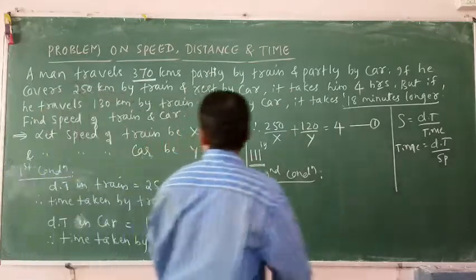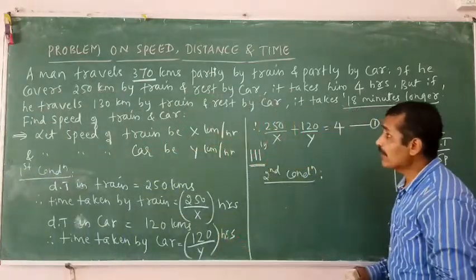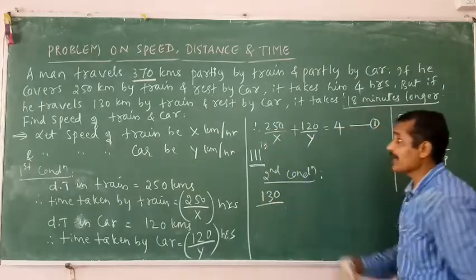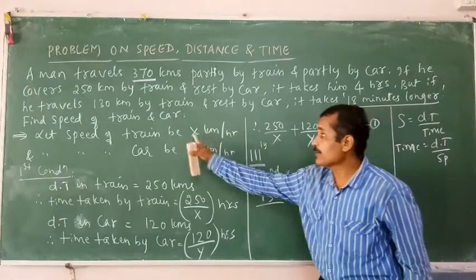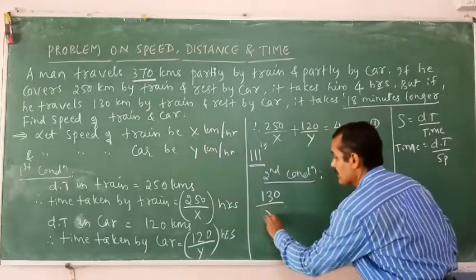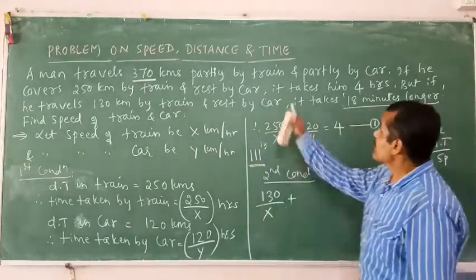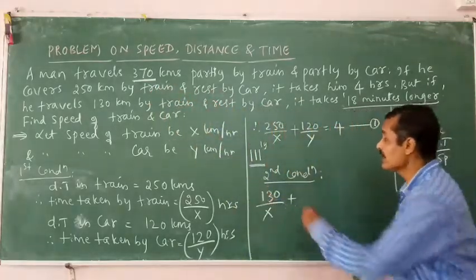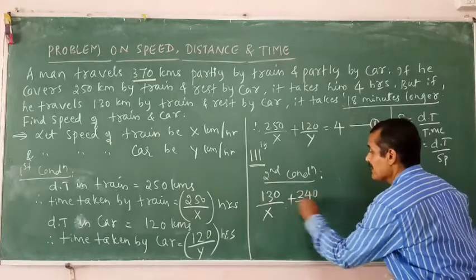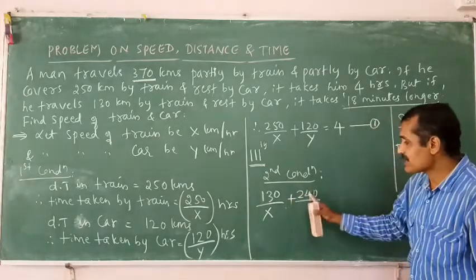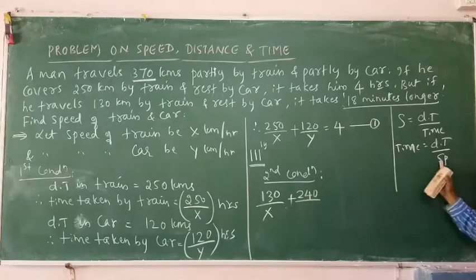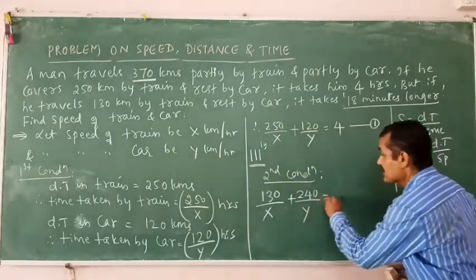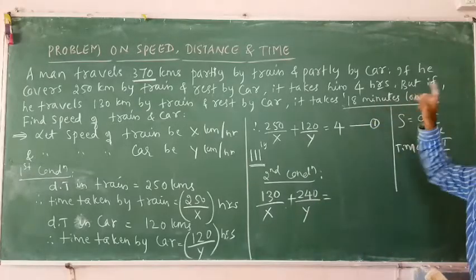It takes 130 km by train. I can write 130 by x. x is related to train speed. 130 by x plus the rest by car. 370 minus 130 gives you 240 divided by the speed of the car. This is the car distance. Distance of car divided by speed of the car. Speed of the car is y. It takes 18 minutes longer.